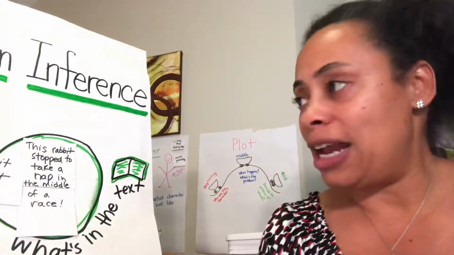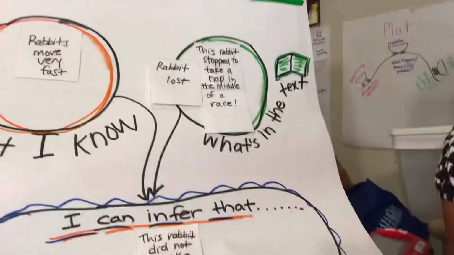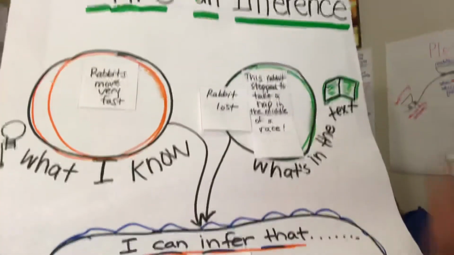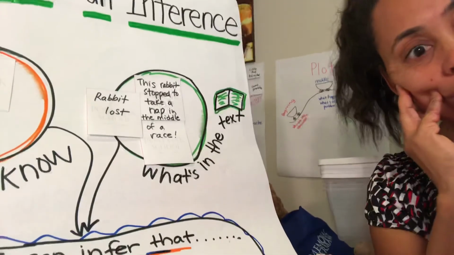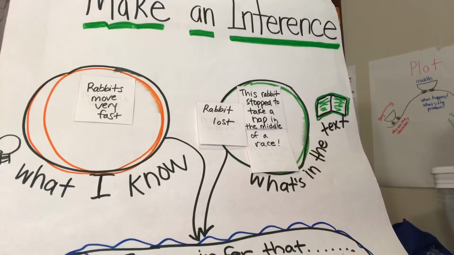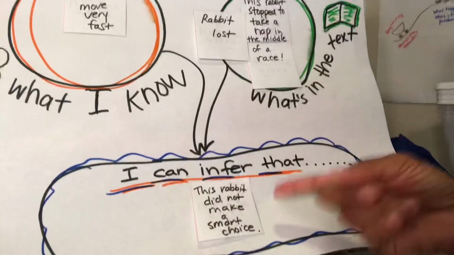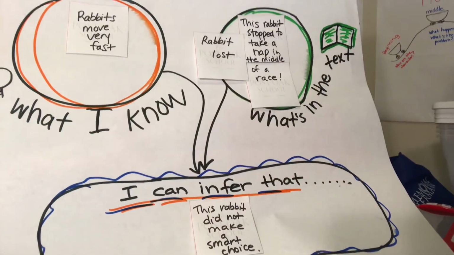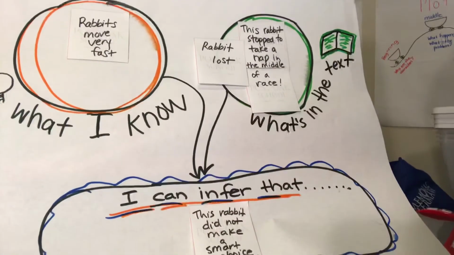You know that in order to make an inference, you just need to remember what you already know. You can list 1, 2, 3 things that you already know about the topic or the characters or subject. And you put what's in the text. What did you actually learn and read about in the story? And bring it all together to make your own inference about that character or about the plot or the story. I can infer that this rabbit did not make a smart choice.